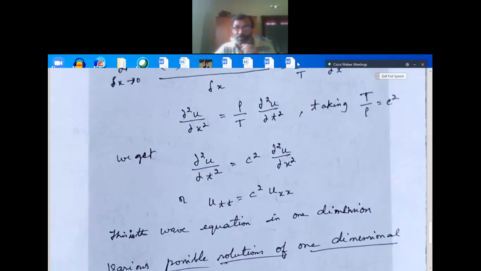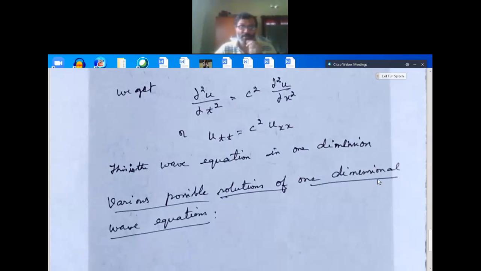Dou squared u by dou t squared means UTT. Dou squared u by dou x squared means UXX. So UTT equals c squared UXX. This is called the wave equation in one dimension. Next we are studying various possible solutions of the one-dimensional wave equation. This also might be a question in the exam.